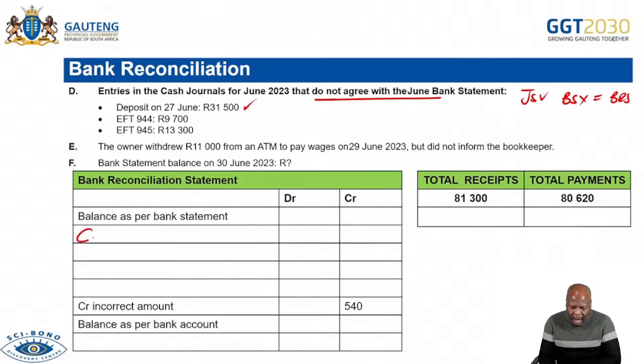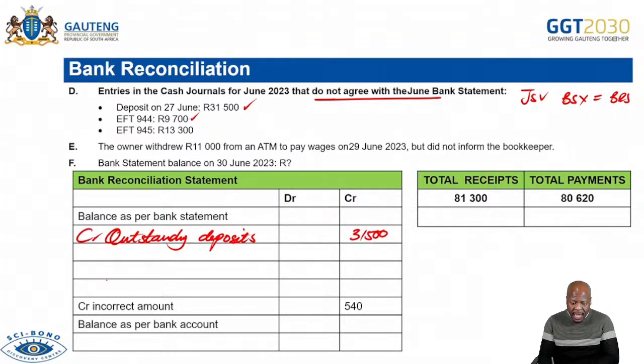And then we're going to come and we credit. What do we credit? Outstanding. We credit our outstanding deposits. We credit our outstanding deposits. And then we have 31,500. There it is. 31.5. Can I go on?